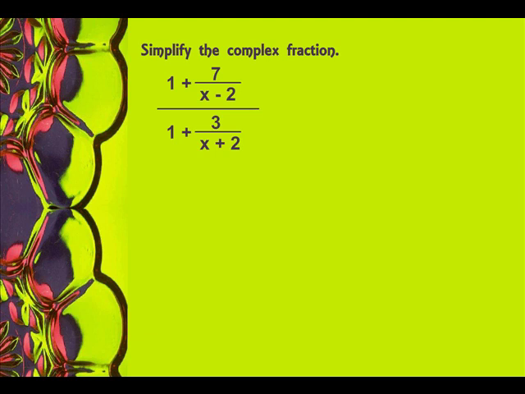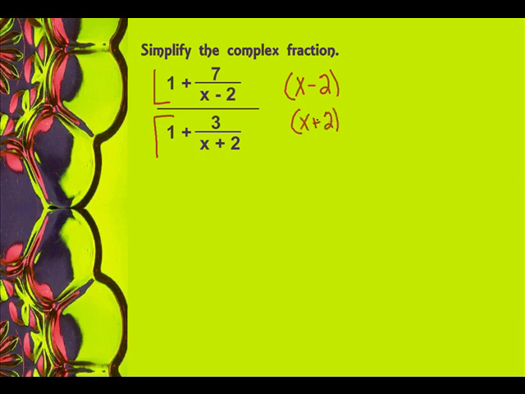Simplify the complex fraction. Well, what I like to do is I'll look in the top, my numerator, and say, what would my common denominator be? And that would be x minus 2. That means if I was just doing the top. Then I look at the bottom. What would my common denominator be? Well, that would be x plus 2.